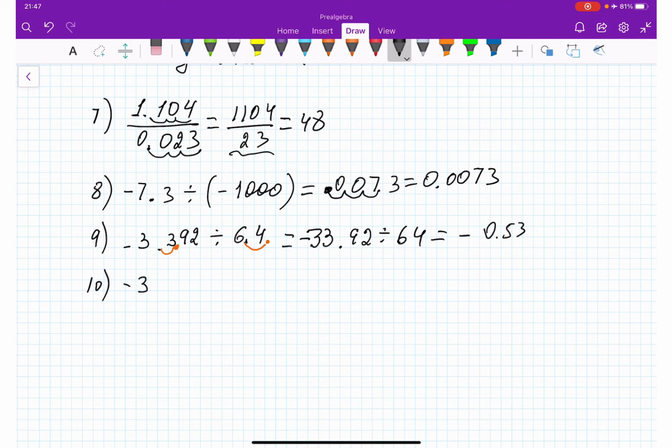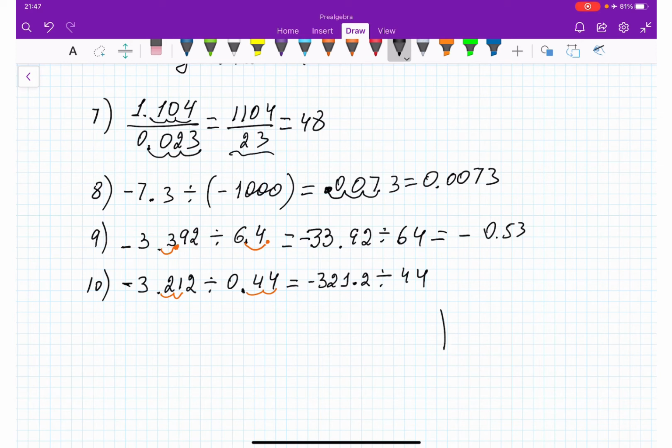Negative 3.212 divided by 0.44. So again, 1, 2, 1, 2, right? And I'm going to get negative 321.2 dividing by 44.